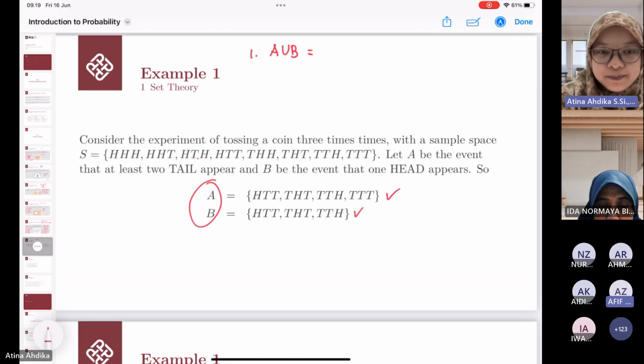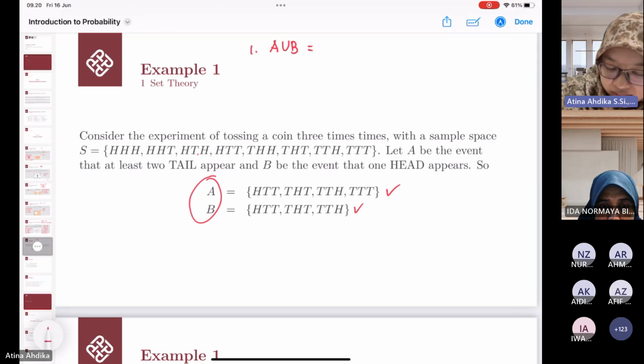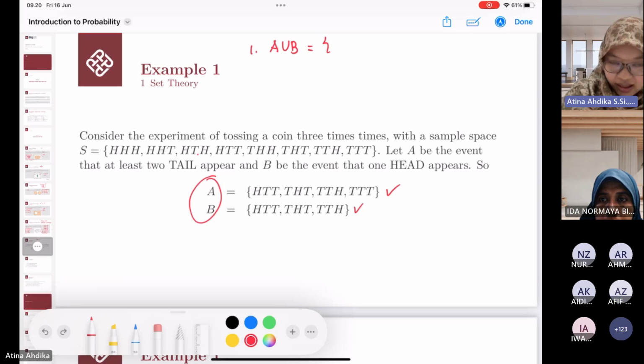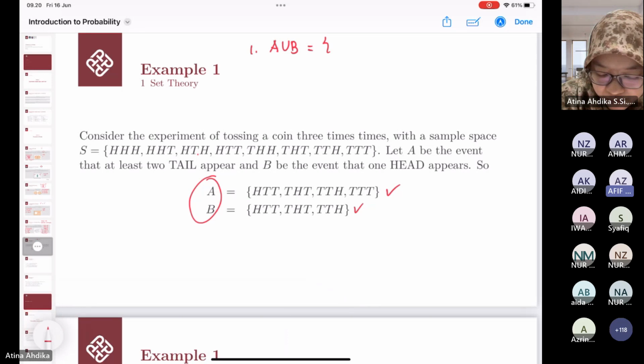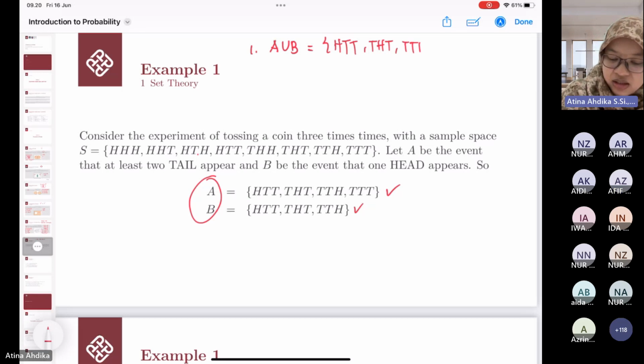Union, is it every element? Every element, okay. How can we write the elements here? Just say it. What are the elements of A union B? HTT, THT, TTH. That's it.